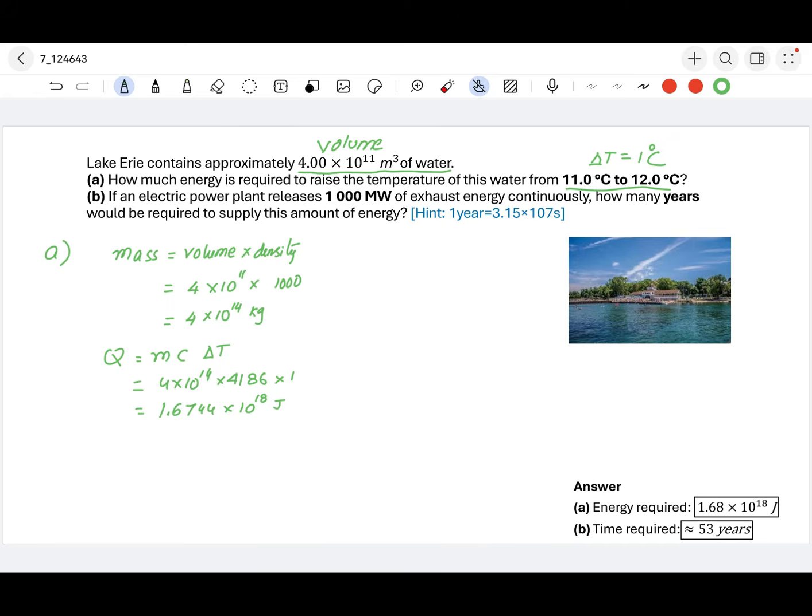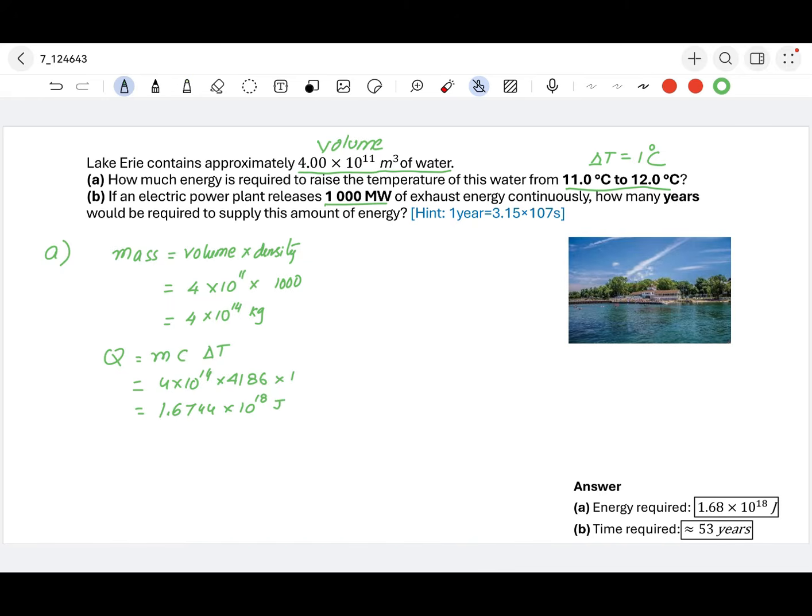The next one is, if an electric power plant releases 1000 megawatt, mega means 10 to the power of 6 watt, of exhaust energy continuously, how many years, meaning the time, would be required to supply this amount of energy?